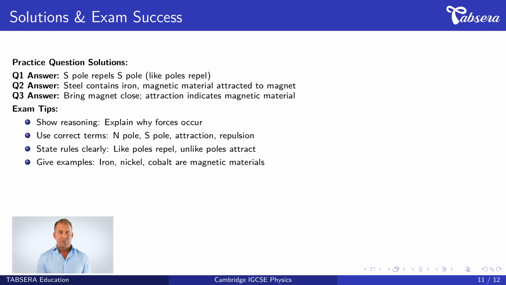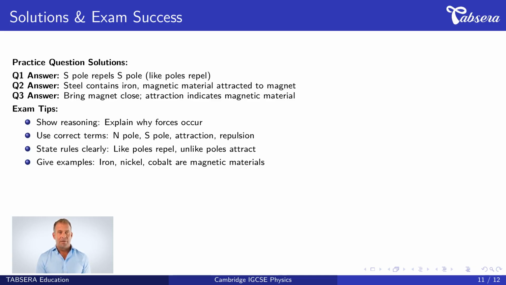Let's review the solutions systematically. For question 1, the answer is S pole repels S pole because poles repel. This follows the fundamental rule that identical poles push apart with repulsive force. For question 2, we find that steel contains iron, making it a magnetic material attracted to magnets. The magnet's field induces temporary magnetism in the steel paperclip, creating attractive force.